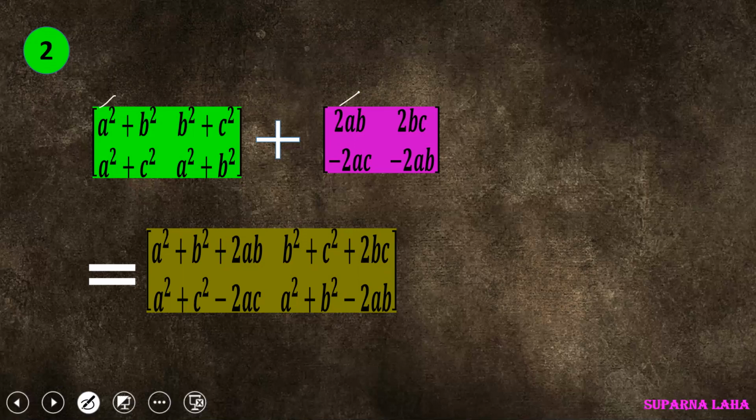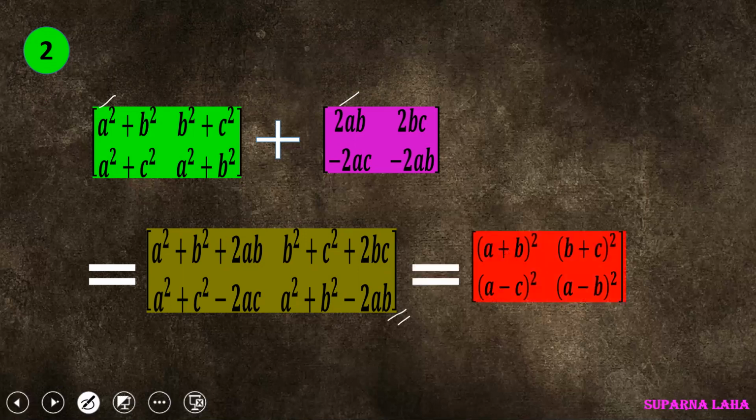Just add its elements. That's it. a square plus b square plus 2ab. And look, every element is given by the formula a plus b the whole square and a minus b the whole square. So the first one is a plus b the whole square, next is b plus c the whole square, next is a minus c the whole square, and next is a minus b the whole square. So this is the answer.